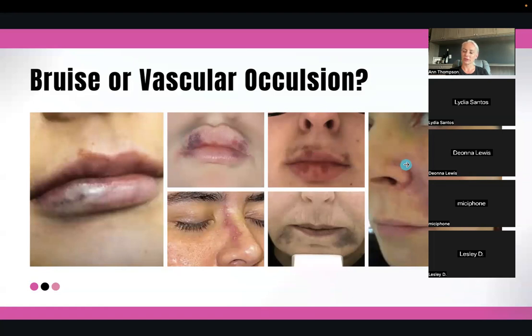What about this one over here? Vascular occlusion? Yep, VO, right? That's going to be stage 2. That's that reticular lacy pattern. What about this one down here? Bruising, right? Bilateral bruising.